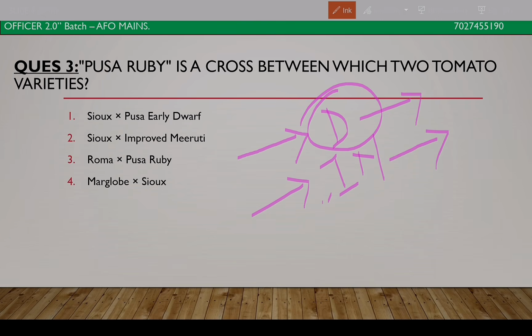Why indeterminate varieties? In polyhouse, we can support the branches with the help of strings. We can tie the string to the plants and support the unlimited growth of the plants. But in field conditions, there is nothing which can be tied to the branches of tomato. That's why determinate varieties are most preferred in field conditions. Okay.